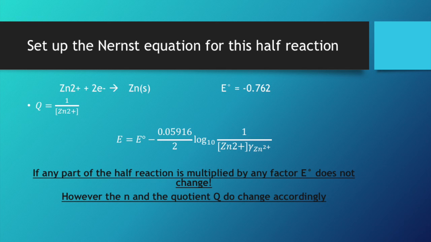In this case, we don't have to balance the half reaction, or we don't have to multiply the reactants or the products by any number to balance the equation. If we had to do this, we would multiply the reactants or the products to balance the equation, but that would not change the E naught value. That value remains the same no matter what you do to the original reaction. But if we multiply the reactants or the products, the N and the quotient Q will change accordingly, but the E naught will remain the same.